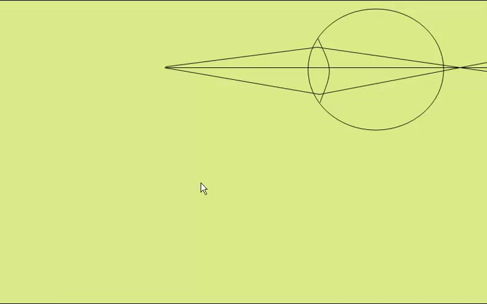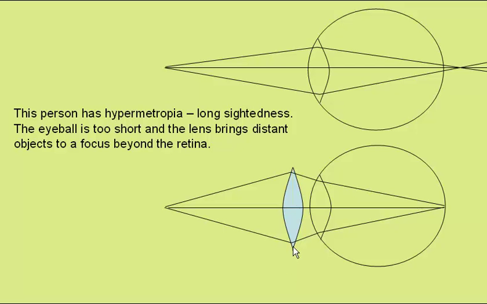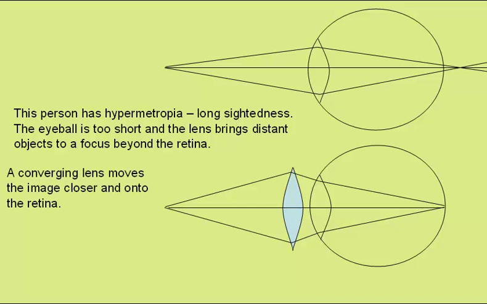In this case, for a near object, the image is formed beyond the retina. We say this person has hypermetropia or long-sightedness. In this case the eyeball is too short or the lens too weak, and the lens brings distant objects to a focus beyond the retina. This can be corrected with a converging lens. The converging lens is starting to draw the rays in for the eye's lens to do the rest. So a converging lens moves the image closer and onto the retina.